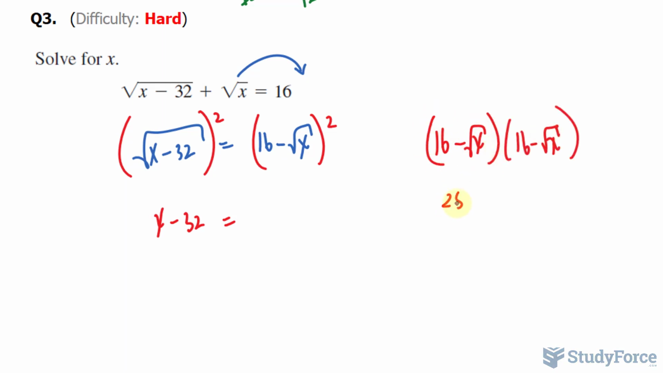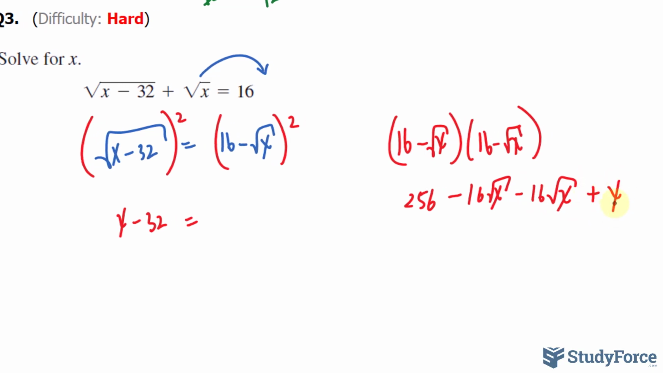16 times 16 is 256. 16 times negative square root of x is negative 16 square root of x. Again, negative 16, the square root of x. And the square root of x times the square root of x makes x. So I have 256 minus 32, the square root of x, plus x. This x and that x will cancel out. They're the same symbol on opposite sides. I'll bring this 256 over to the left side so I can group it together with the other constant, the negative 32.